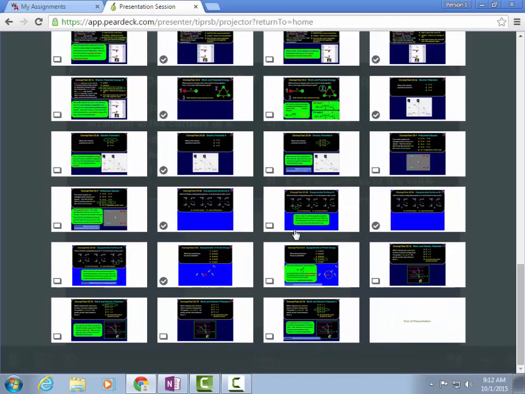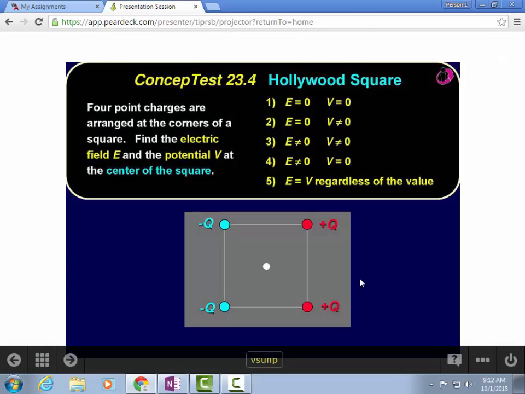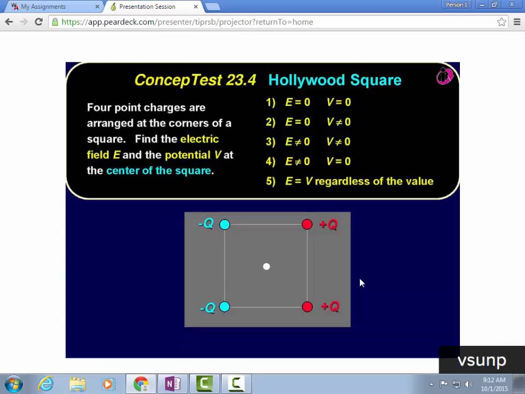No choices for this one. No choices. Oh, I guess, I don't know what happened. I can always modify it later. So the answer clearly is 4.